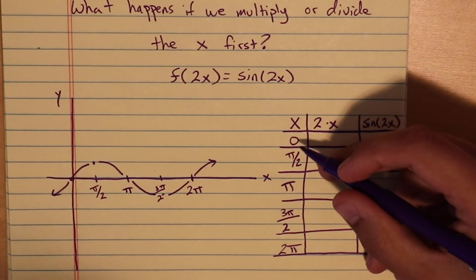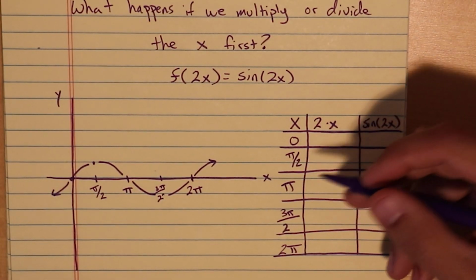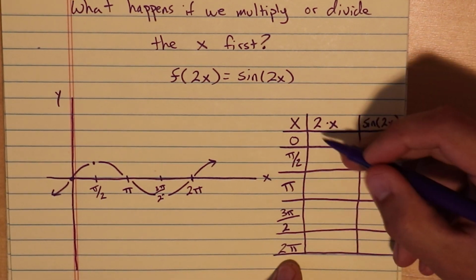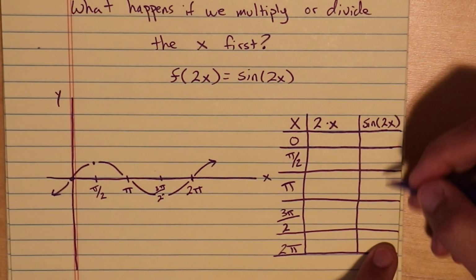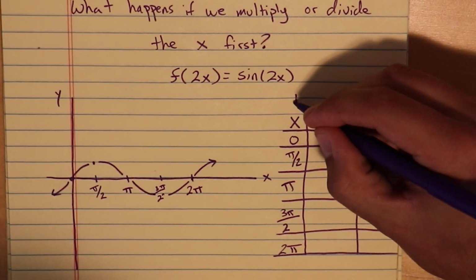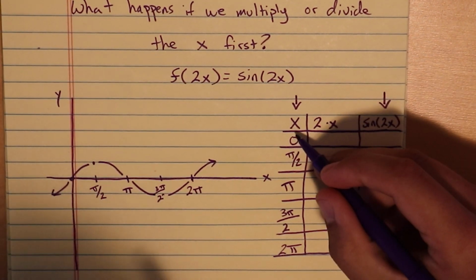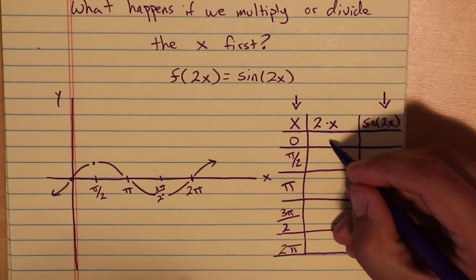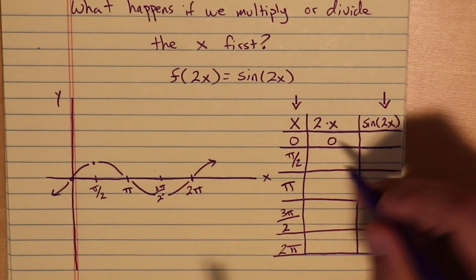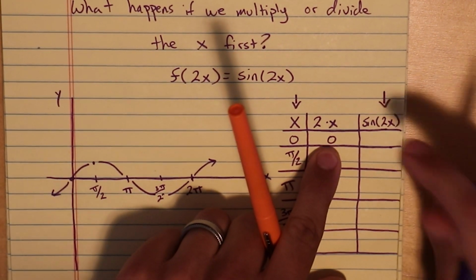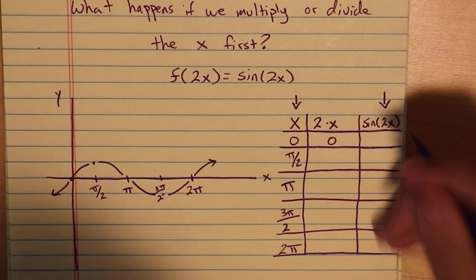So I have my influential points here, my 5 influential points. I'm actually going to multiply these by 2, and I will evaluate sine, and what I'll plot is the x value and then sine of 2 times x. So let's start with the easy one here. If x is 0, 2 times x is also 0, and sine of 0 is 0. We know that to be true, right?